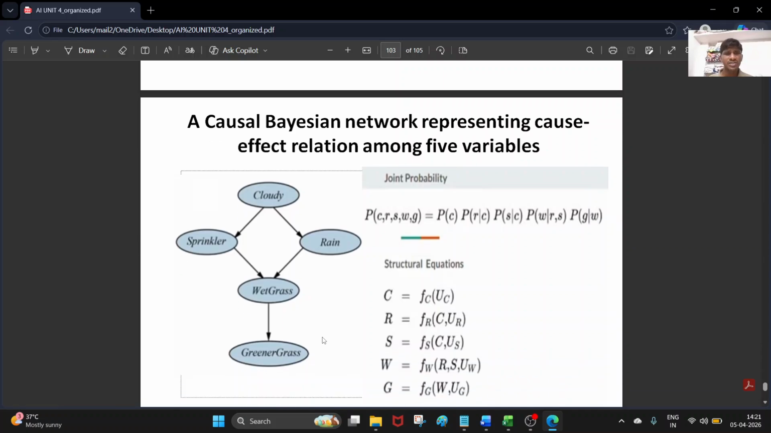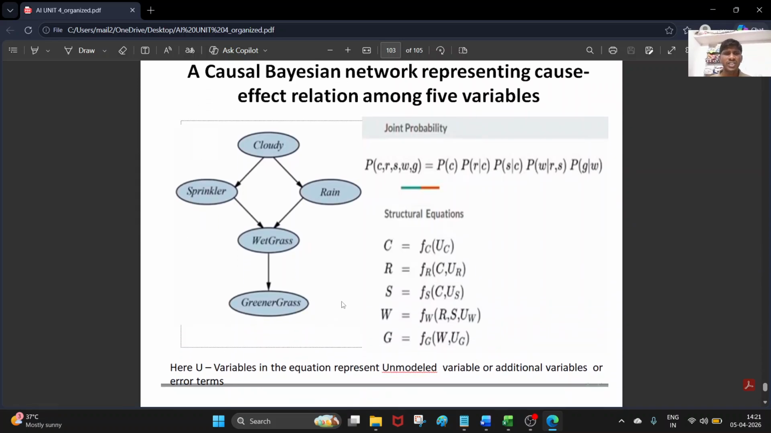Let us consider this Bayesian network. Here cloudy, sprinkler, rainy, wet grass and green grass. So this can be a probability of grass being wet or green. The structural equation can be cloudy C equal to, here the function is FC. FC is nothing but a function. UC is an additional variable which is called an unmodeled variable or an error term in this structural equation. Since the node is a parent node, you'll be having only one additional node alone.